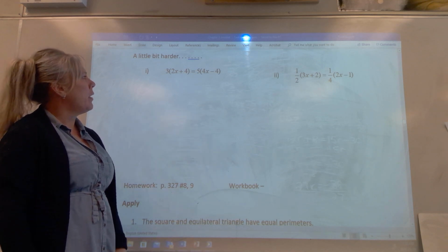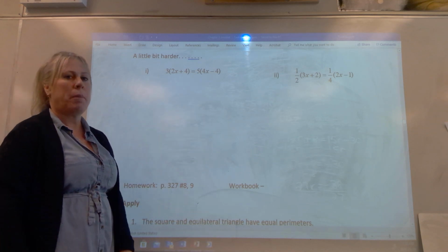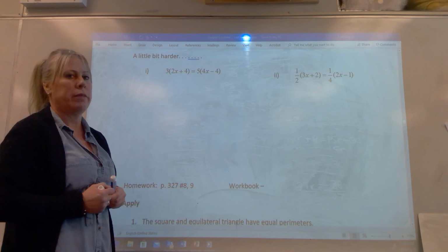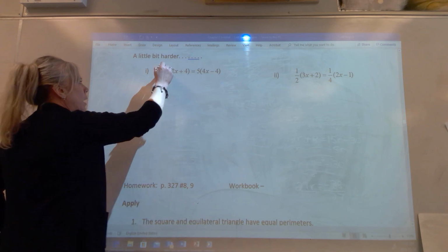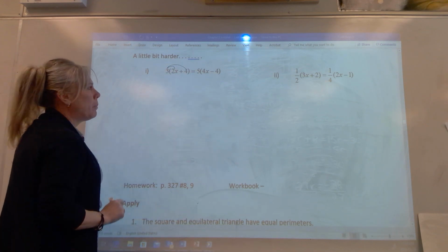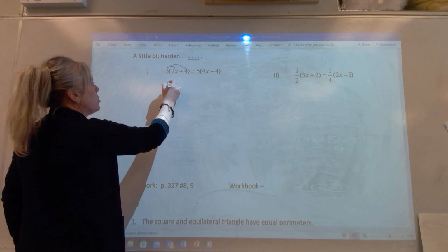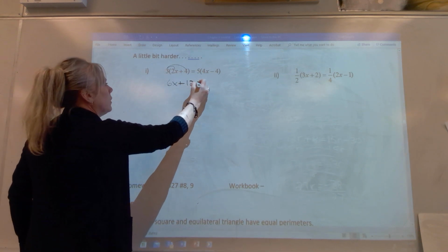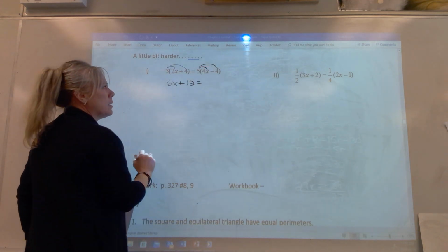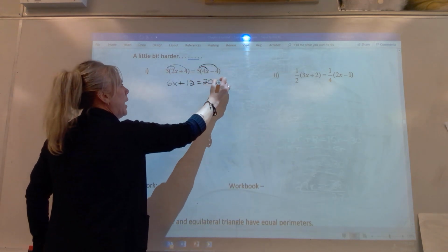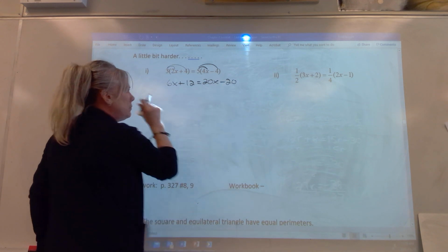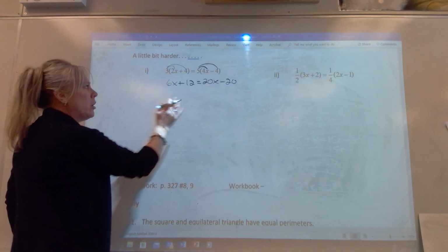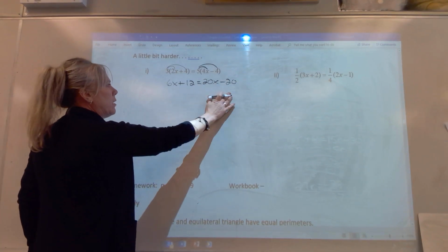The only thing they put here then is we have to do some distributive property work before we do anything here. So let's expand out this side using the distributive property. All right, so we got 3 times 2 is 6x plus 4 times 3 is 12 equals, expand this side out, 20x minus 20.